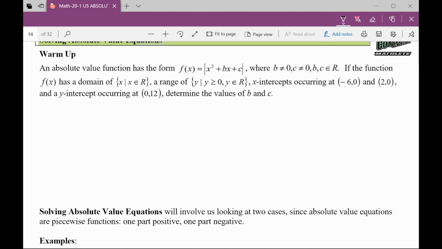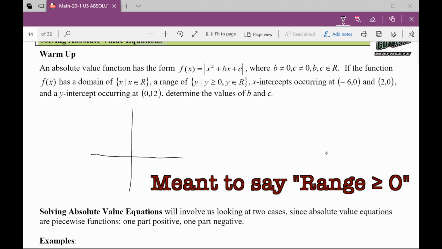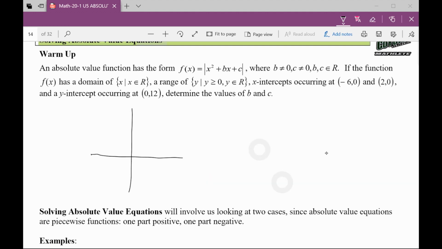Now, let's just think about this for a second, shall we? If we're looking at and talking about a quadratic, so a parabola, with a range of greater than or equal to 0, then that means that everything in the y direction is between y equals 0 and up. There's nothing below the x-axis. There are no negative y values on this function and on this graph.